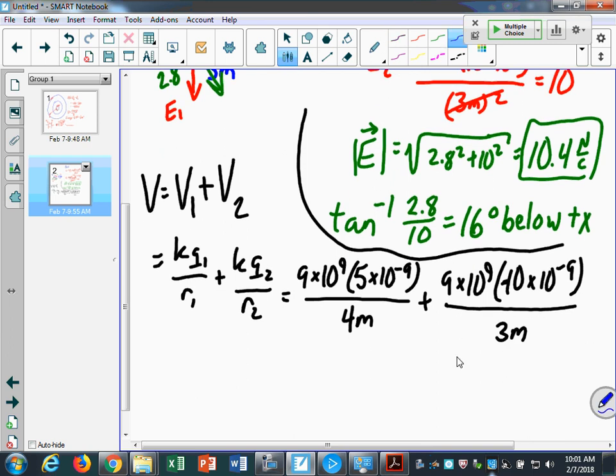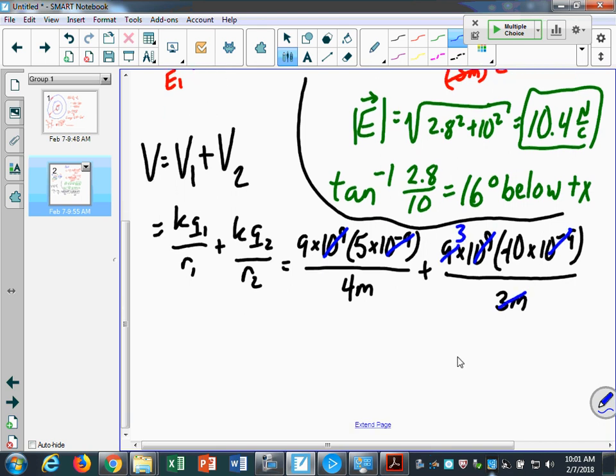I can do some cancellations here. That cancels. That cancels. That leaves a 3 up top. And so I get 45 divided by 4. 11 and a half minus 30. So whatever that is, what, 18.75, 18.8, 19. Say negative 19 volts. So that is the potential at that point.